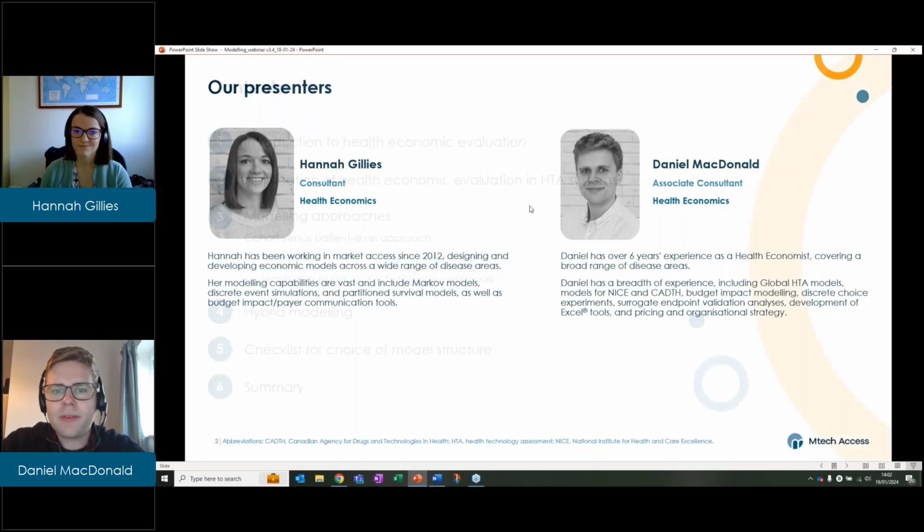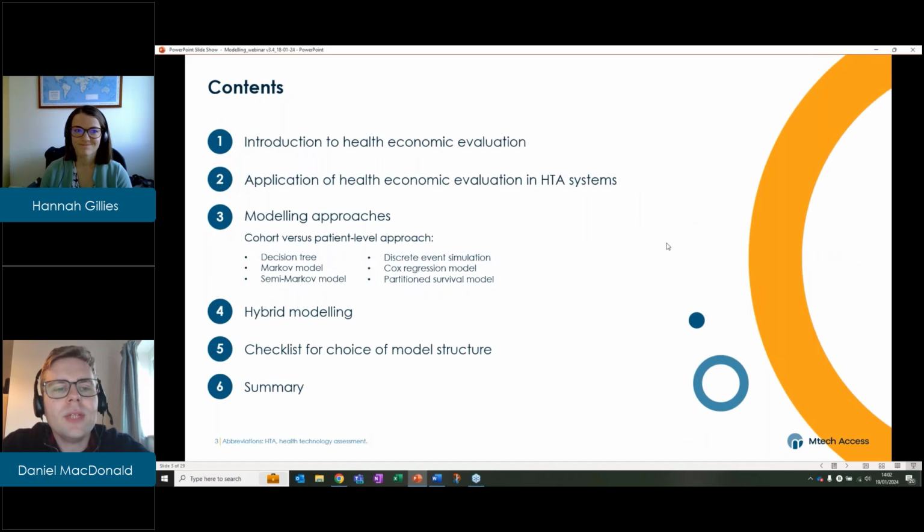So a bit of background about what we're going to be talking about today. We're going to start off by providing an introduction to health economic evaluation. We're very much going to be setting the scene, starting with building blocks, providing a definition of health economic evaluation. And then we're going to move into a real world application.